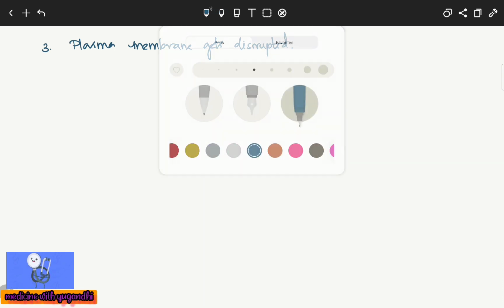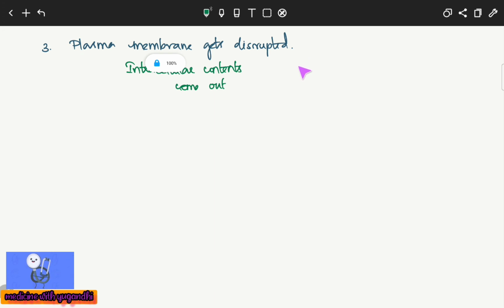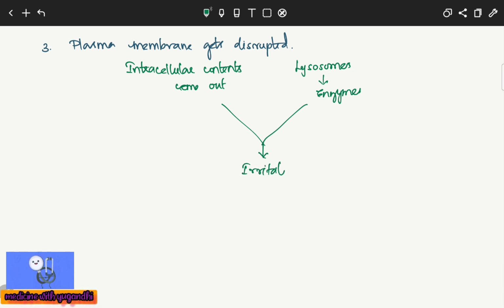Now coming to the next change. Once the cell gets lethally injured, the plasma membrane gets disrupted. When the plasma membrane gets disrupted, what happens? The intracellular contents just start coming out. Then the cell organelles like the lysosomes get disrupted and damaged. Then the digestive enzymes come out of the lysosomes. What does all this lead to? They all lead to irritation of the neighboring or surrounding tissues.